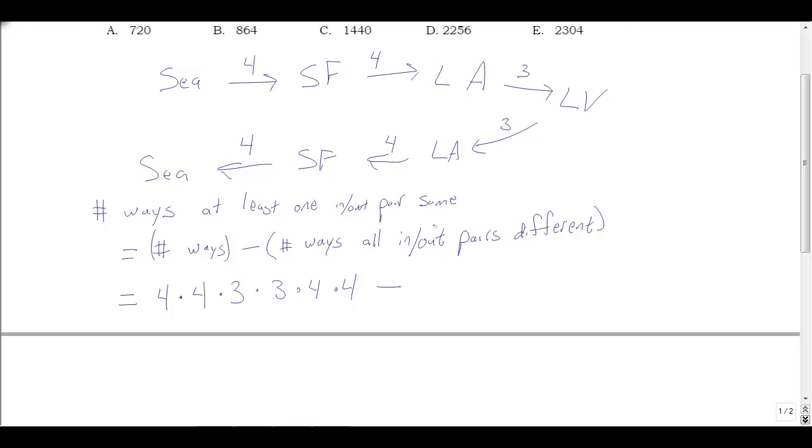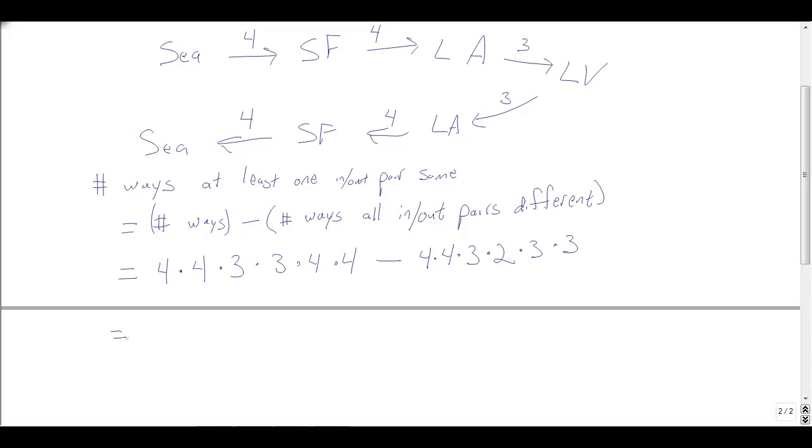And now if I want all the in and out routes to be different, well, I can choose 4, 4, 3. So I've got 4 options, 3 options. But now when I go from Las Vegas to Los Angeles, I have 3, but I already used one of them. I don't know which one of those it was, but it doesn't really matter. There's really 2 choices left. And then the next one, there's 4 options, but I used one of them from San Francisco to LA, so I really only have 3 options left. And same thing here for San Francisco back to Seattle, 3 options left. So really, this is going to be our answer. We just need to calculate that.